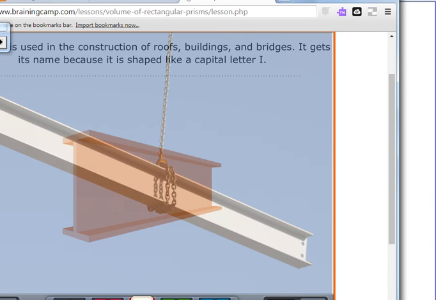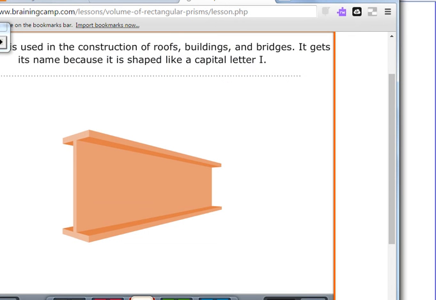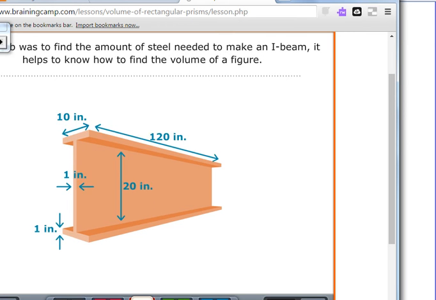An I-beam is used in the construction of roofs, buildings, and bridges. It gets its name because it is shaped like a capital letter I. If your job was to find the amount of steel needed to make an I-beam, it helps to know how to find the volume of a figure.